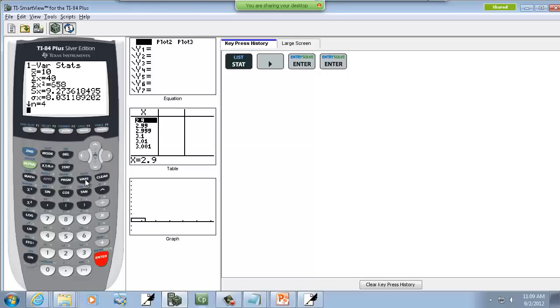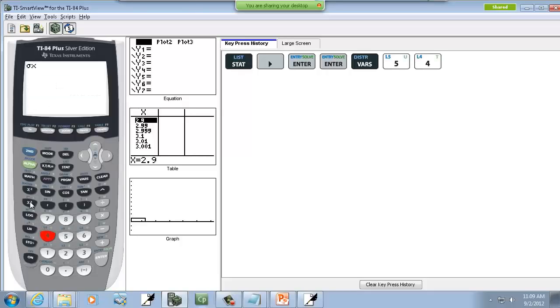But if I'm good with technology, I'll push the vars, I'll choose statistics, press 5, I'll choose 4 for the sigma x, our population standard deviation, and then I'll push the x squared, and then enter. And that'll give us our population variance, if you had a problem asking for that.